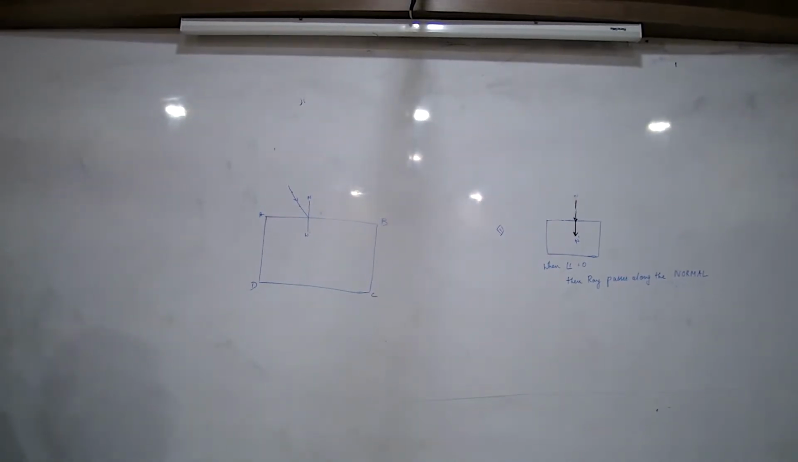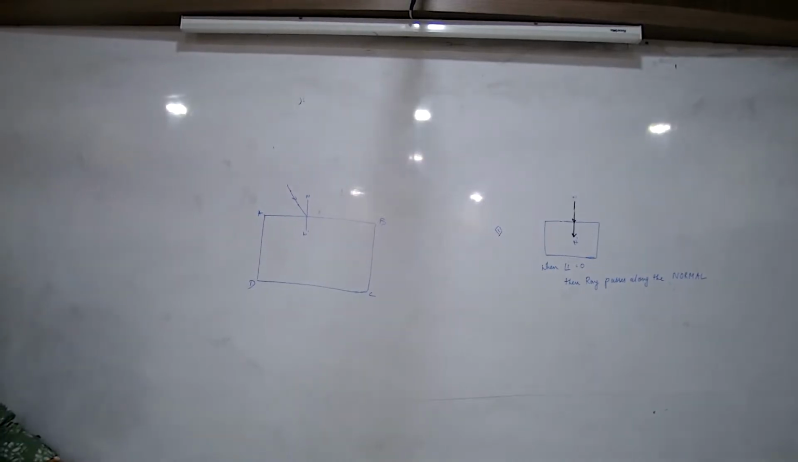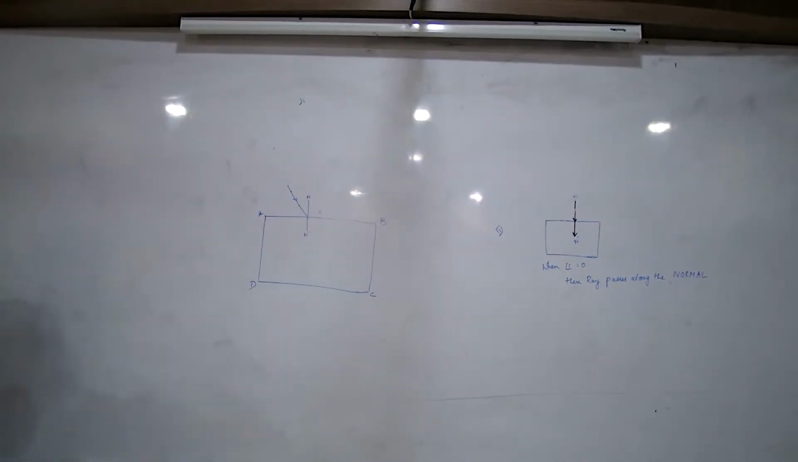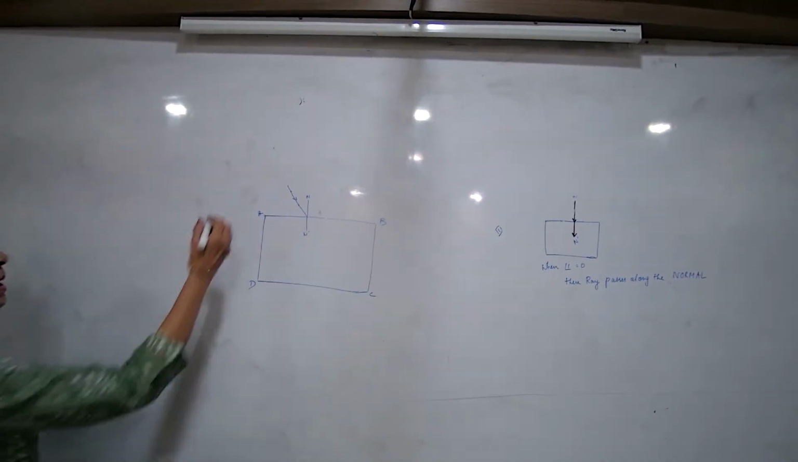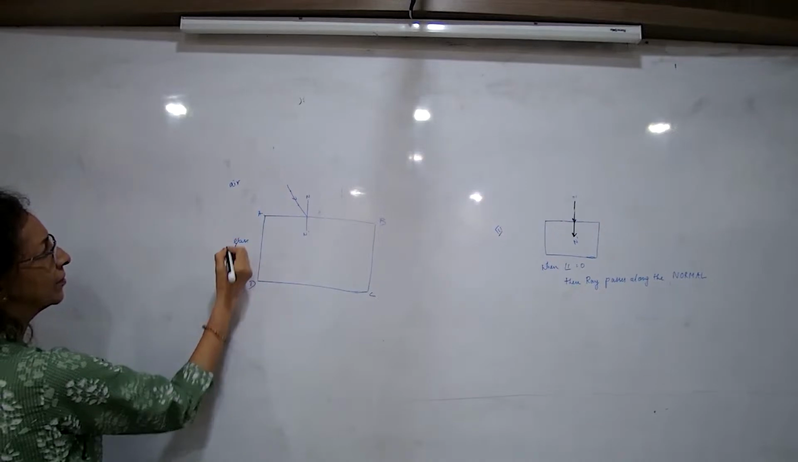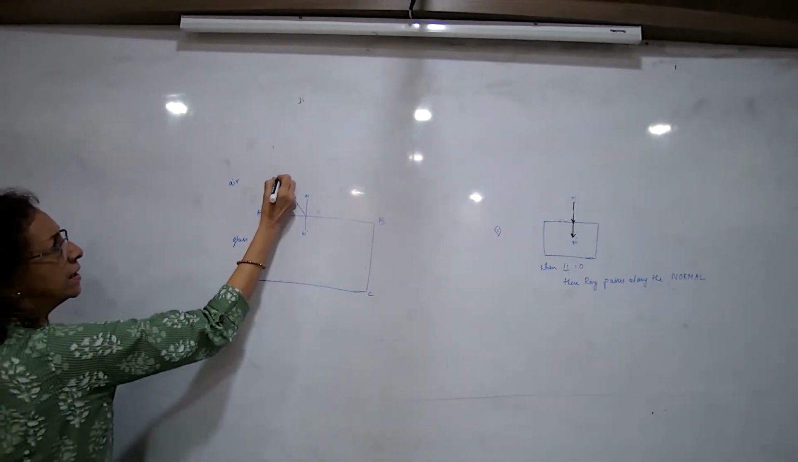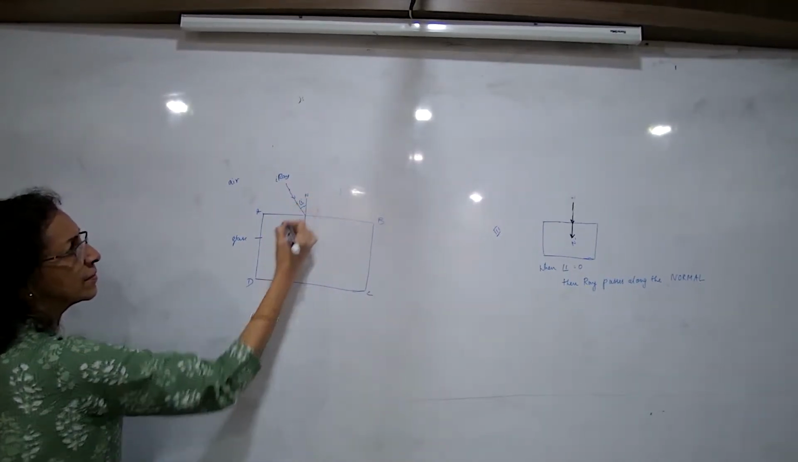So what is happening here? This is your incident ray. So I'm combining these two diagrams, diagram number 1 and diagram number 2, and I'm going to show you what happens in the glass slab. So now it is coming from air, it is coming to glass. This is your incident ray and this is your angle of incidence.